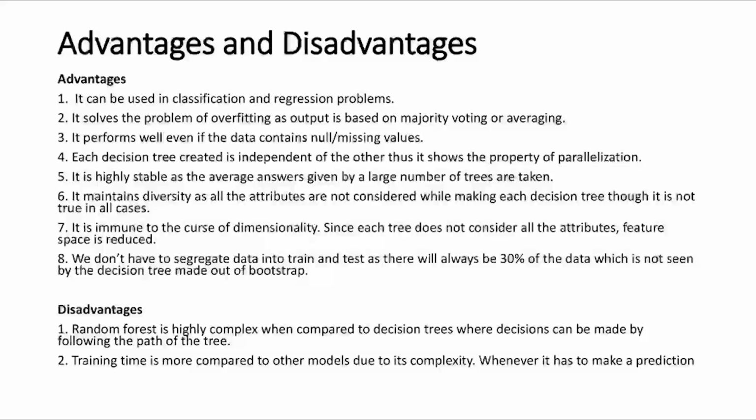Now the disadvantages are quite few but important ones, and they may be important for the decision of selecting this as your model of preference. So the first one is that it is quite complex since it is comparing between multiple decision trees, and since it includes so much randomness, you may be unable to explain the decision quite well to your superiors. And the second one being the training time is more compared to other models because of its complexity. So that's true since you are creating so many decision trees here.